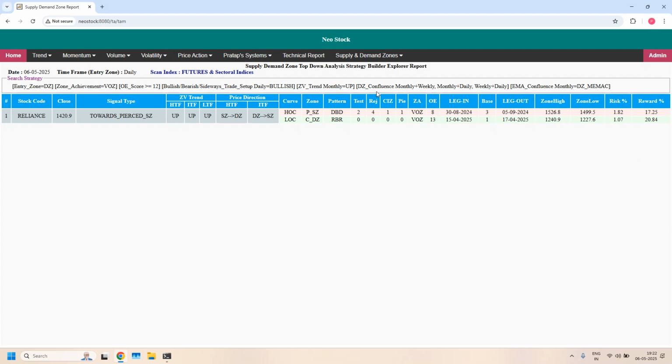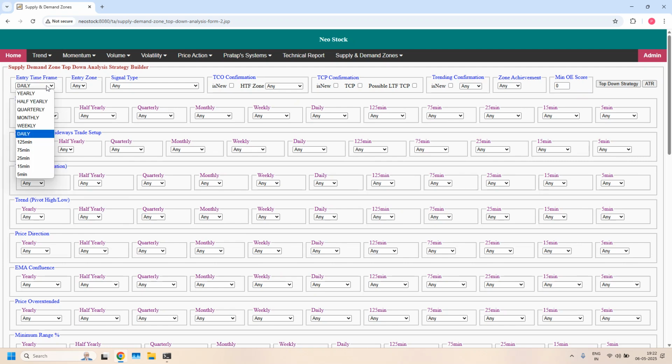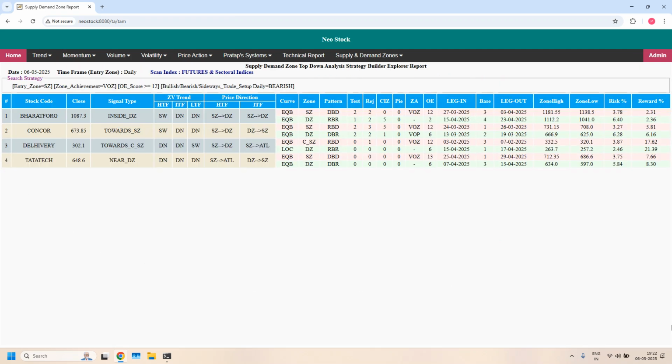Next, bearish trade setup for monthly income trade. Entry time frame daily, entry zone, supply zone, and in bullish or bearish or sideways trade setup at daily I am selecting bearish. Zone achievement VOZ, minimum odd and enhancer score 12. With these filters we got 4 stocks. Bearish trade setup for monthly income trade, and entry time frame zones are daily supply zones. Okay, we got 4 daily supply zones.